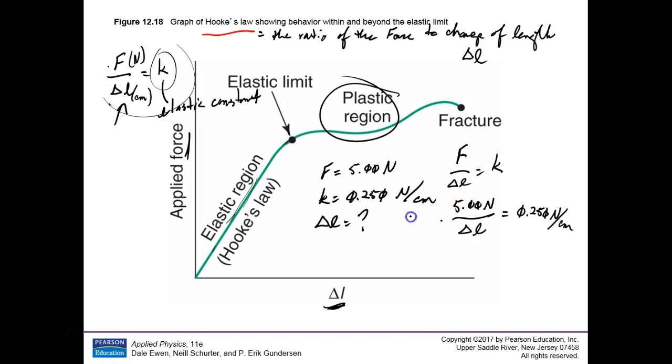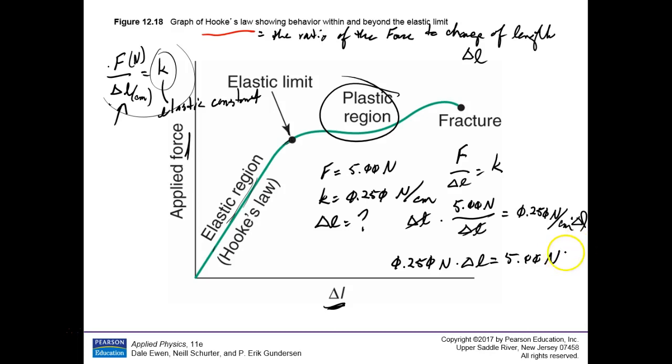Multiply both sides. How do you undo division? Multiply. Delta L here and delta L there. As long as you do it to both sides, that's fair, right? Got to do it to both sides. Well, over here, they cancel out. And what we have left, I'm going to reverse sides here, is 0.250. I'm going to put the units down, though they're sort of in the way, times your delta L is equal to 5.00 newtons.